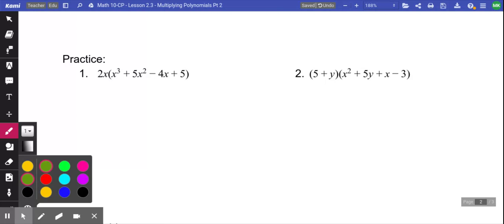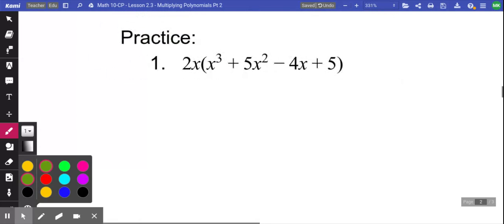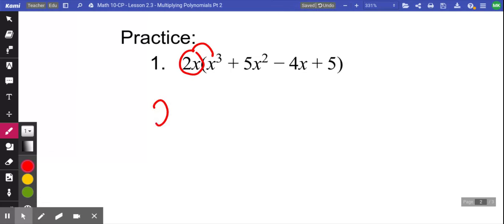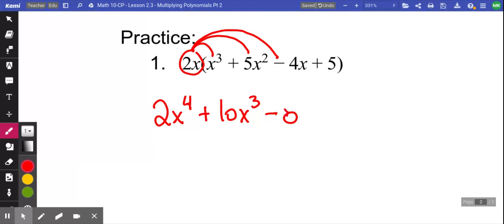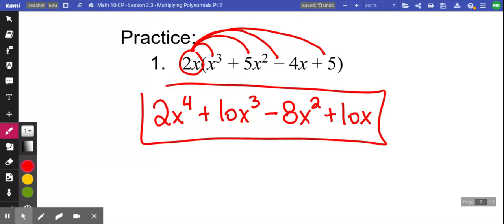Okay, so for this first one, I'm going to do distribution. So I'm going to take this 2x, multiply it in to get 2x to the power of 4. Multiply it again to get plus 10x to the power of 3. 2 times 5 is 10, x and x squared is x cubed. Multiply it again here to get negative 8x squared. And multiply it again over here to get plus 10x. And that's my answer.